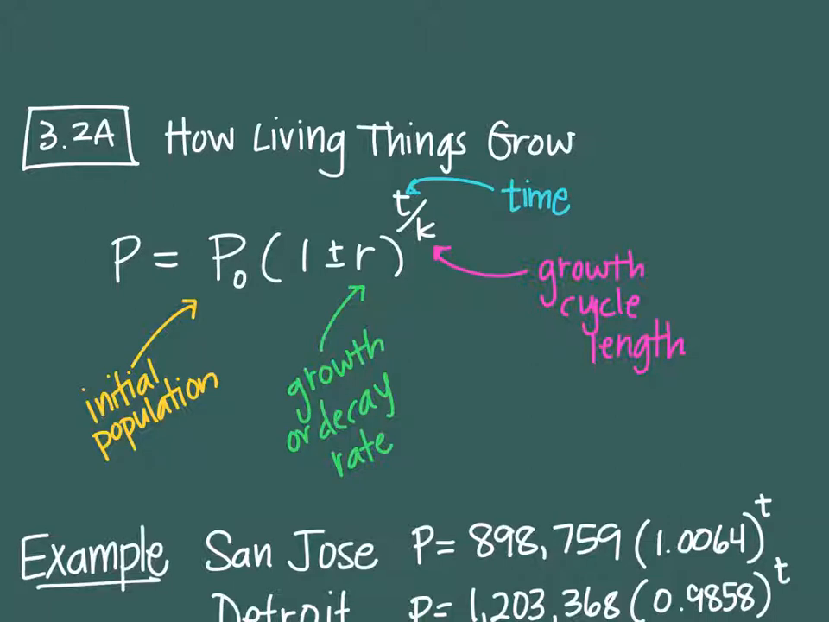Okay, Daniel. San Jose is growing, Detroit is decaying. How can you tell that? Because the number in San Jose in parentheses is greater than 1, and in Detroit it's less than 1. Exactly. Okay, so he can tell that San Jose is a growing city where Detroit is a shrinking city, and that's very true.